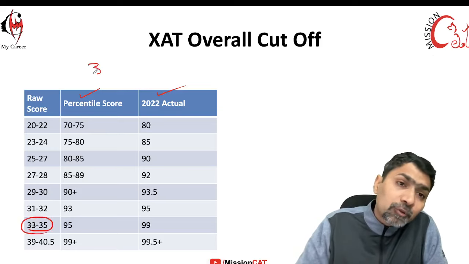So what does it mean? It means that here you need maybe 7 to 8 questions right in each section, and you are through with the cutoff, right?